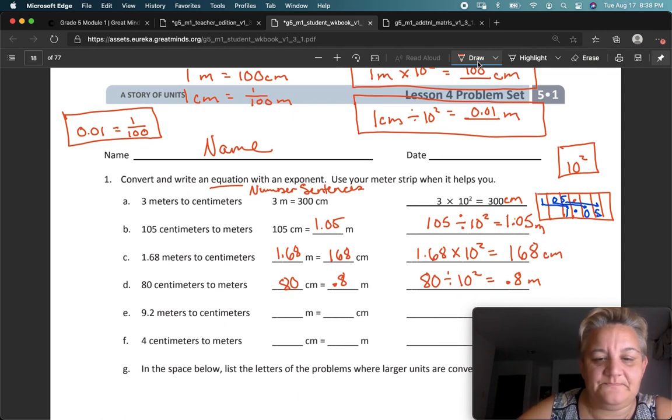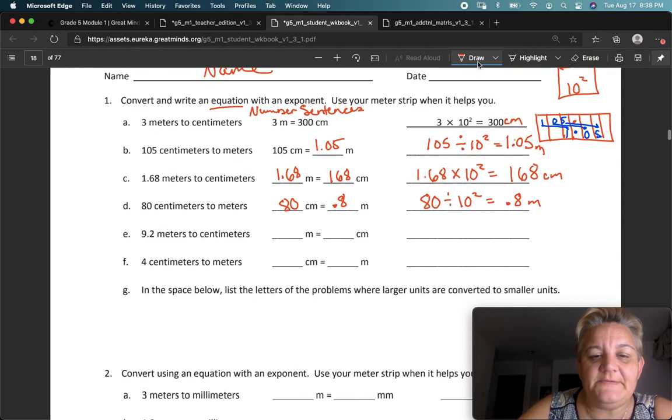All right? Do you need help with that? Get out your place value chart if you're not understanding what we did there. We took 80 and we divided by 100, or 10 squared. And so we moved over that decimal point 2 spaces.